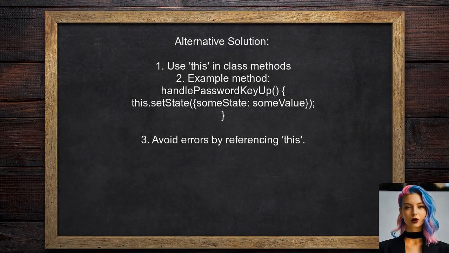An alternative approach, suggested by another user, involves ensuring that the this keyword is used within class methods. For example, in a method called handlePasswordKeyUp, simply logging a message would trigger an error. Instead, they recommend using this to update the component state, which resolves the issue.